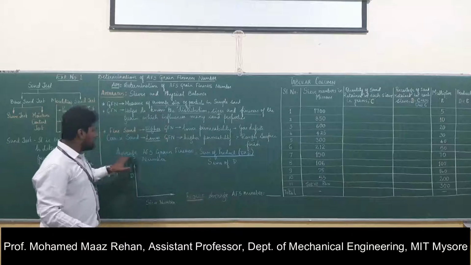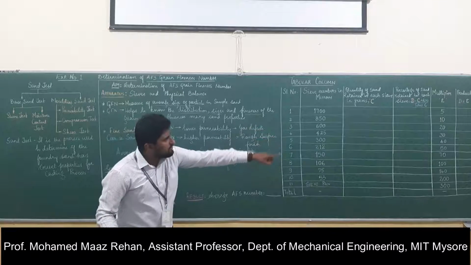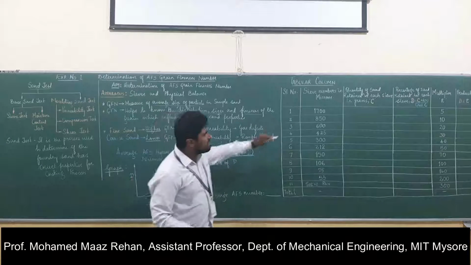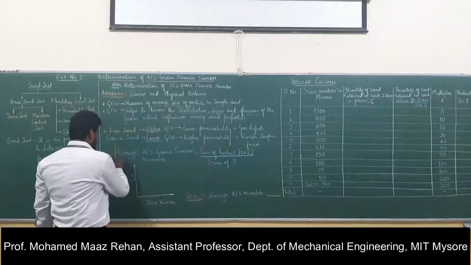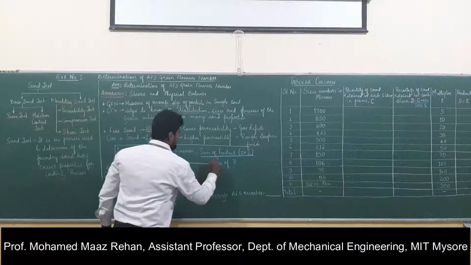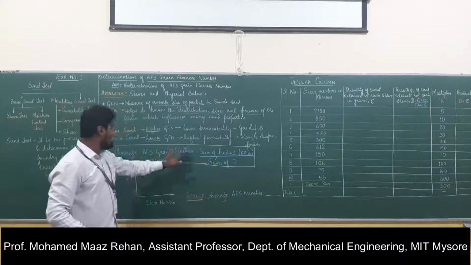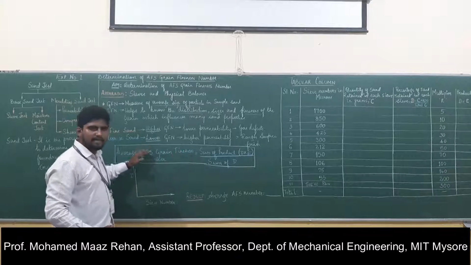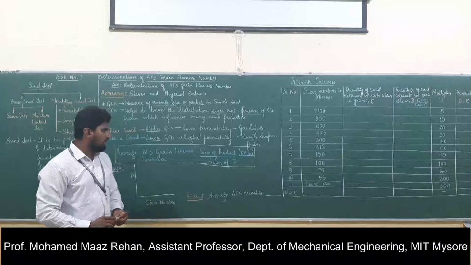So the average AFS grain fineness number is given by the sum of the product, D into E, divided by the sum of D, which is the percentage of sand retained in each sieve. We get the AFS grain fineness number, that is the American Foundry Society grain fineness number, which is the standard. If we get a standard value, then it is acceptable.